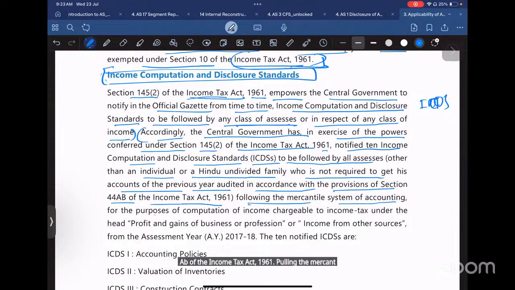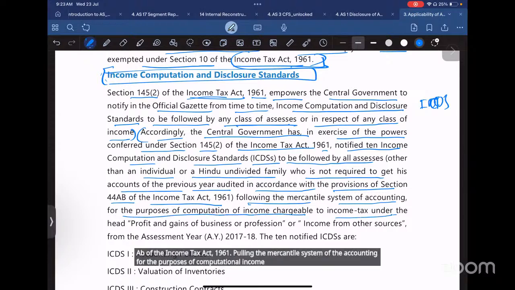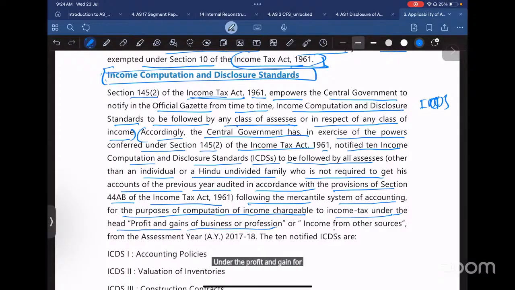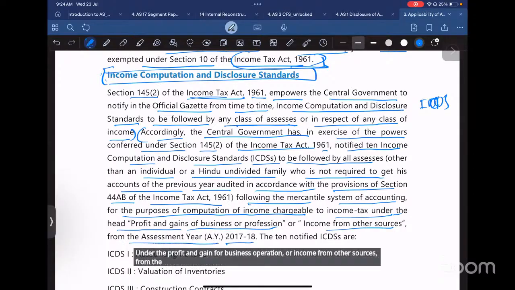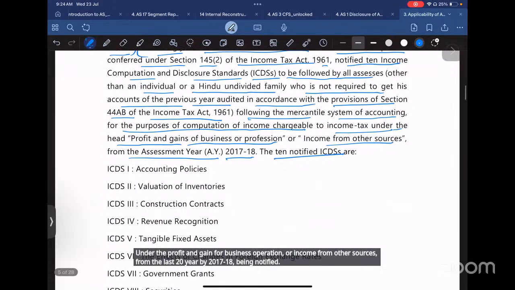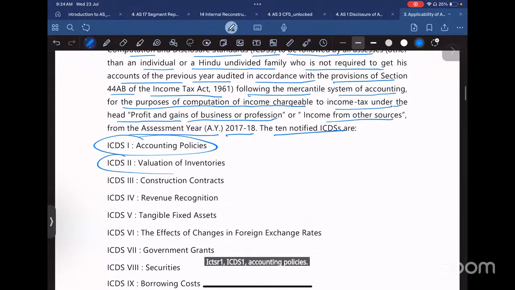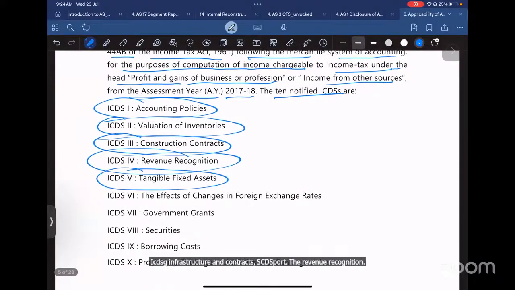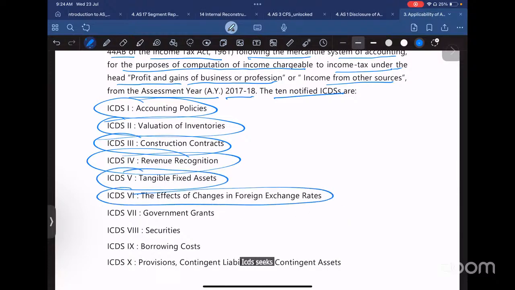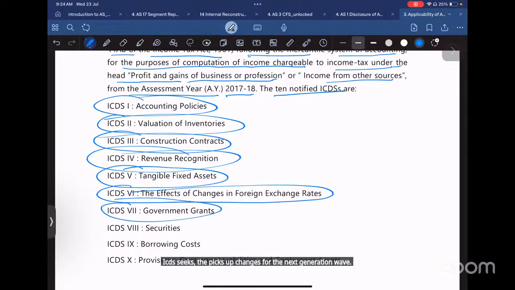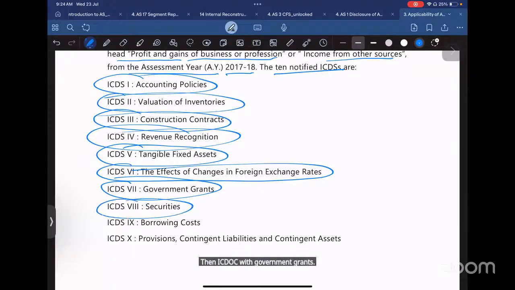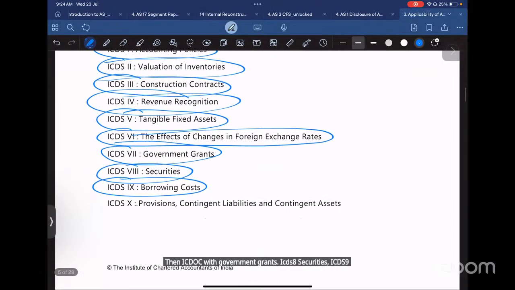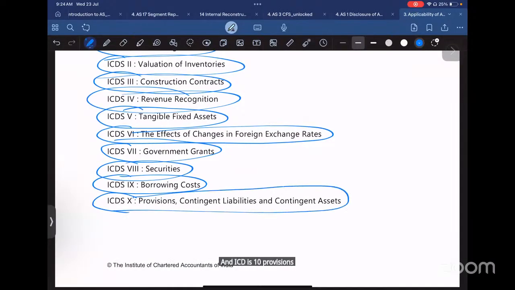Following the mercantile system of accounting, for the purposes of computation of income chargeable to income tax under the head profits and gains of business or profession or income from other sources for the assessment year 2017-18, the government notified ICDS 1, accounting policies; ICDS 2, valuation of inventories; ICDS 3, construction contracts; ICDS 4, revenue recognition; ICDS 5, tangible fixed assets; ICDS 6, the effects of changes in foreign exchange rates; ICDS 7, government grants; ICDS 8, securities; ICDS 9, borrowing costs; and ICDS 10, provisions, contingent liabilities and contingent assets.